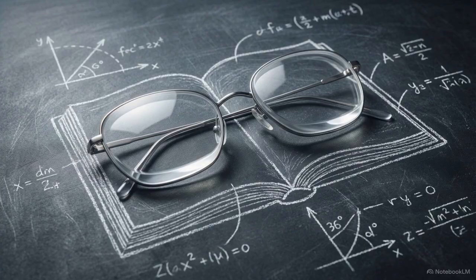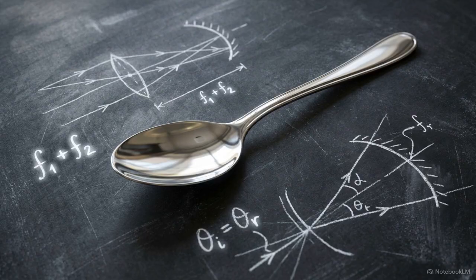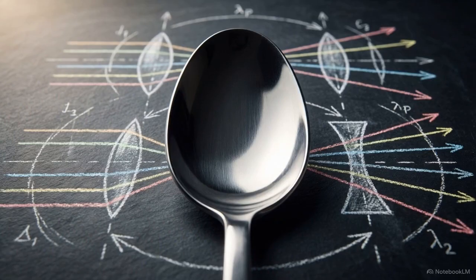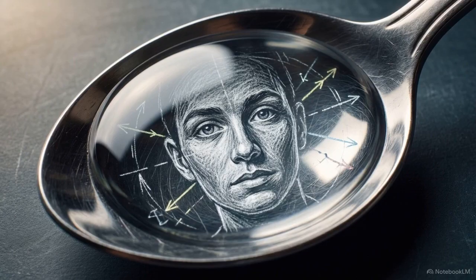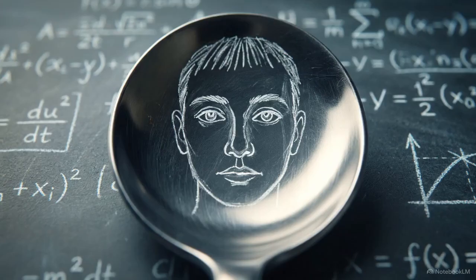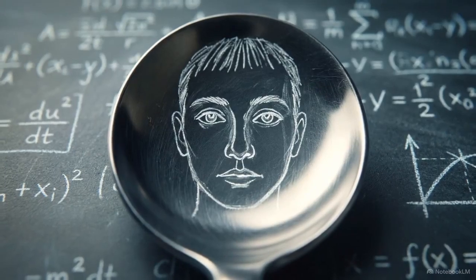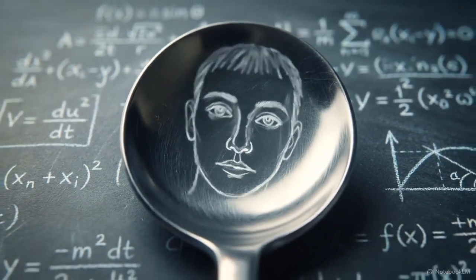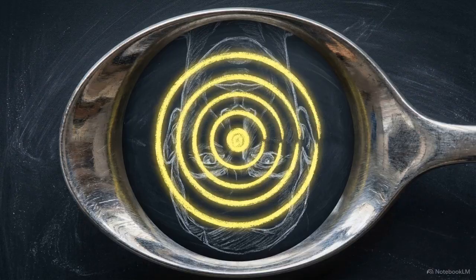You can test this geometry yourself. Find a pair of reading glasses or even a shiny soup spoon. Hold it close to your face and slowly move it away. Keep your eyes on your own reflection. Watch closely for the exact fraction of a second when your face flips from right side up to upside down. The moment you see that flip, you have found the focal point, hiding in plain sight.